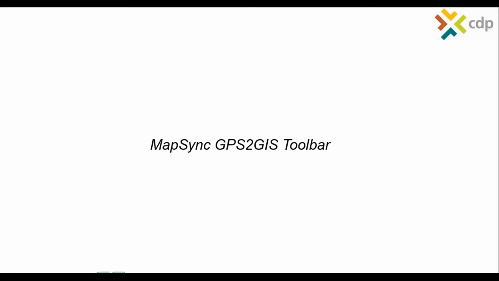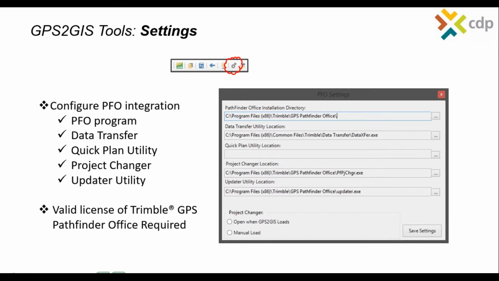Next, we're going to talk about the MapSync GPS to GIS toolbar. And this one's going to be a little bit different. We're going to go through this in the format that you would normally do your workflow, not necessarily from left to right on the toolbar. In fact, the first icon that we're going to look at is the next to last one, which is our settings. The settings tool allows us to configure our PFO information.